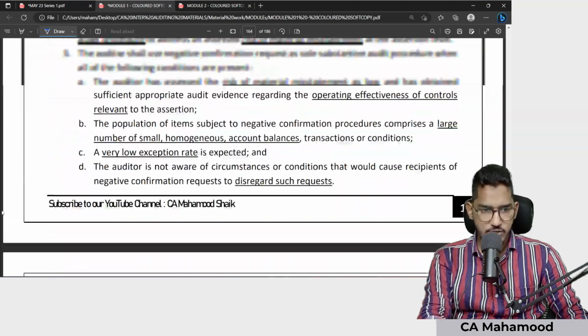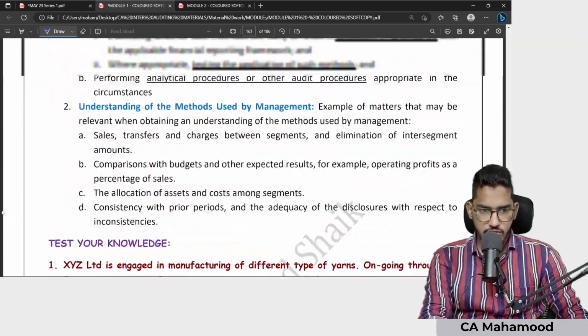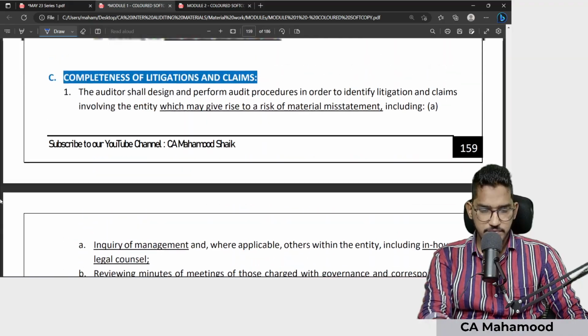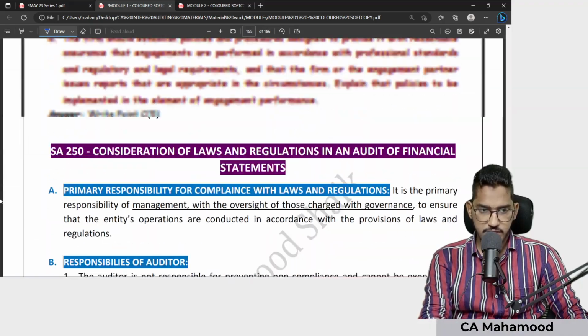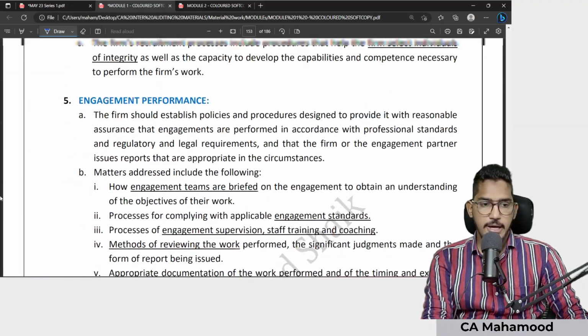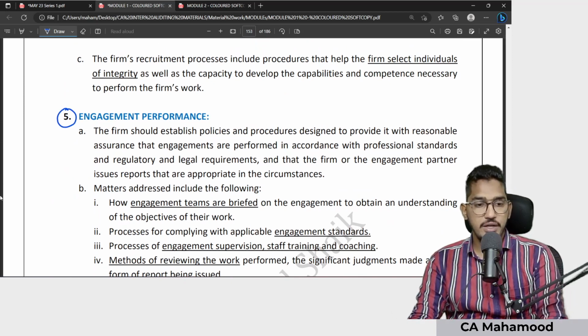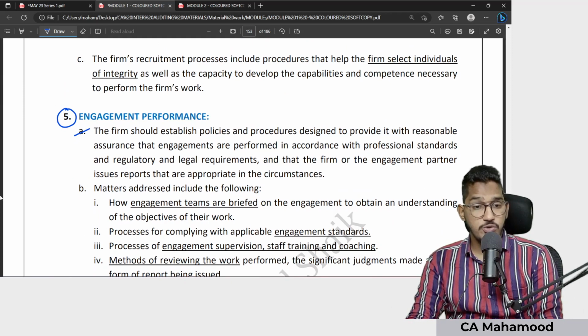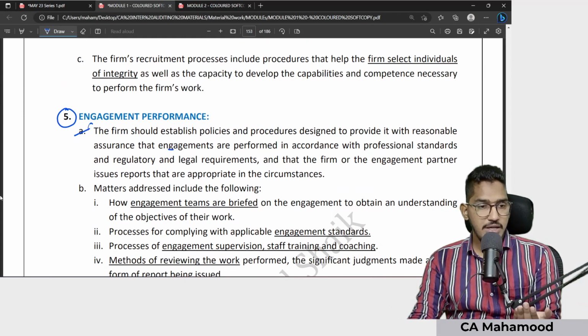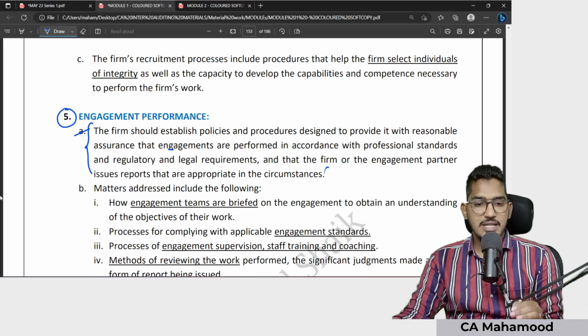So let me take you to SA 220 once. So if we go to SA 220, just a minute. Yeah. So this is the point which you need to write from SA 220. So the firm should establish policies and procedures to provide it with reasonable assurance that engagements are performed. Same, no, this statement as it is they have given and they are asking you to explain.